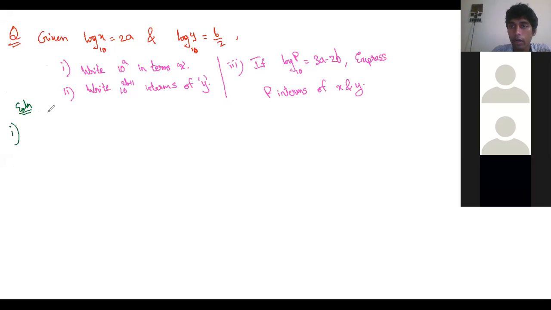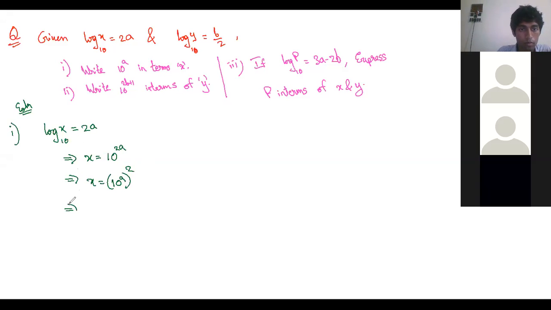Yes, continue, Swapnamit. Sir, question number one states that log base 10 x is equal to 2a, log base 10 y is equal to b by 2. According to the first question, write 10 to the power a in terms of x. From the logarithmic expression, we can go to an exponential expression: 10 to the power 2a is equal to x. So 10 to the power a whole squared is equal to x, then root x is equal to 10 to the power a.